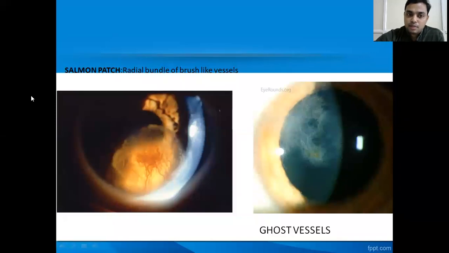This interstitial keratitis is an important question. It may be given as 4 marks. So if the question arises, these 3 things you have to write: ground glass appearance, Salmon's patch, and ghost vessels. Ground glass appearance is seen in progressive stage, Salmon's patch is seen in florid stage, and ghost vessels are seen in stage of regression.